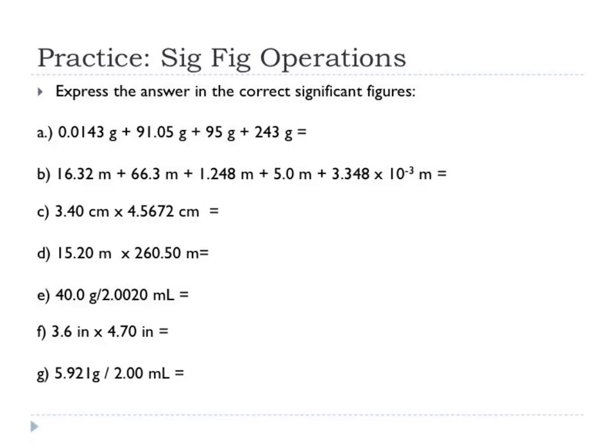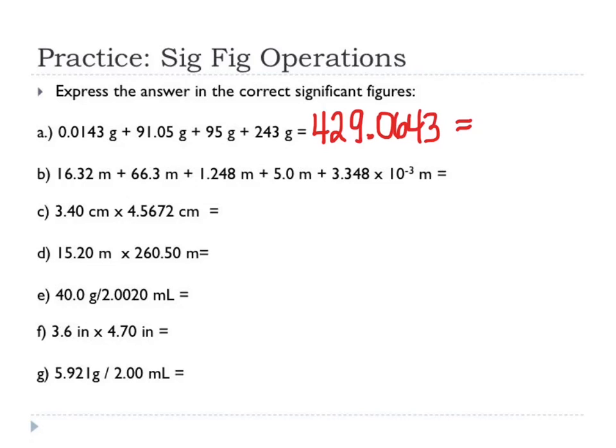All right, so we're going to practice here. Express the answer in the correct number of significant figures. So you have 7 questions. We're going to do the first one together. So get your calculators out and let's add these together. So we have 0.0143 plus 91.05 plus 95 plus 243. And my answer is 429.0643. And you don't have to do this every time. I'm just doing this to illustrate.